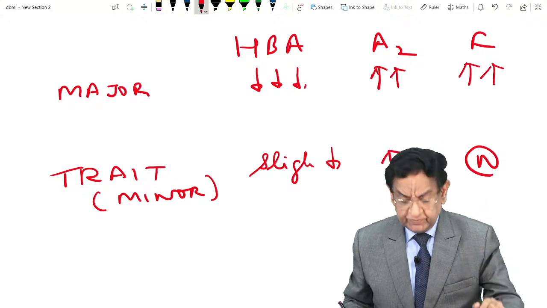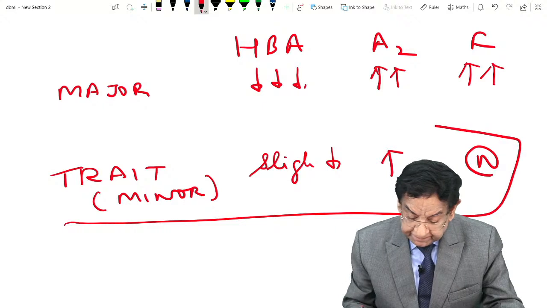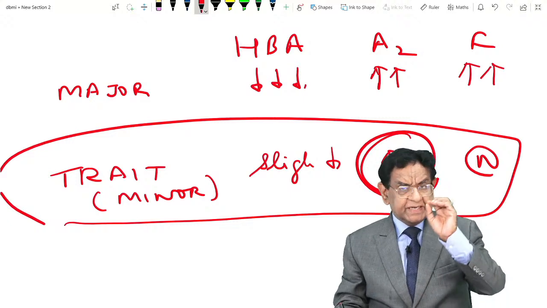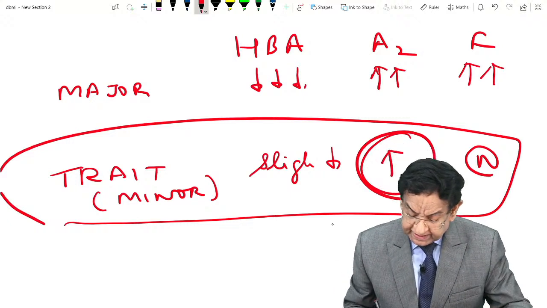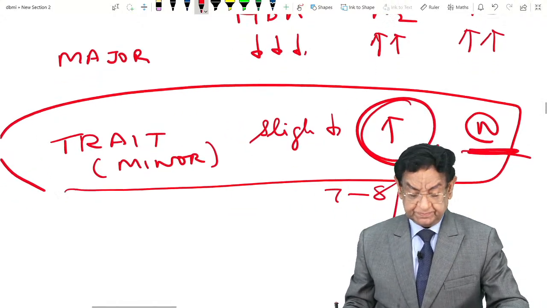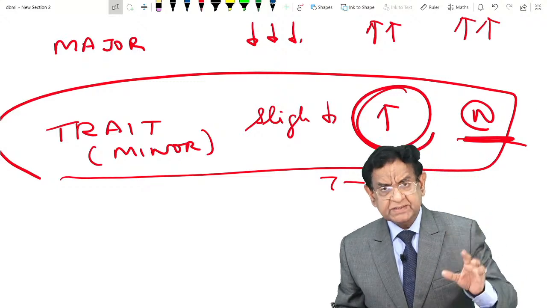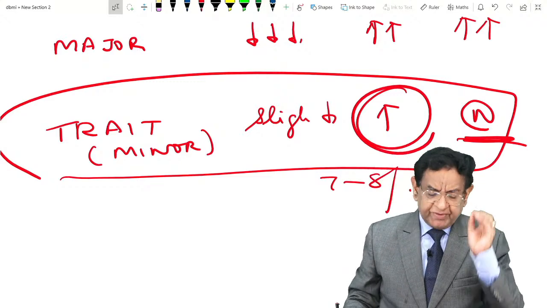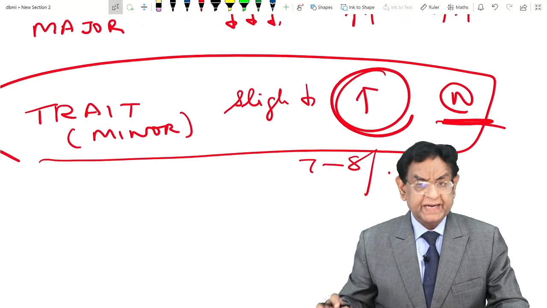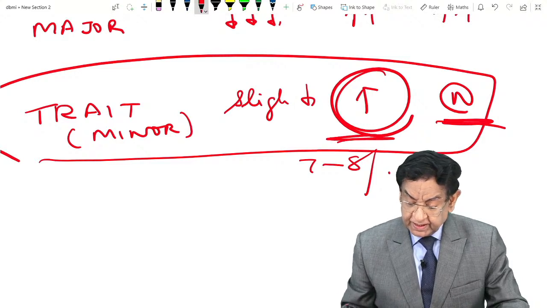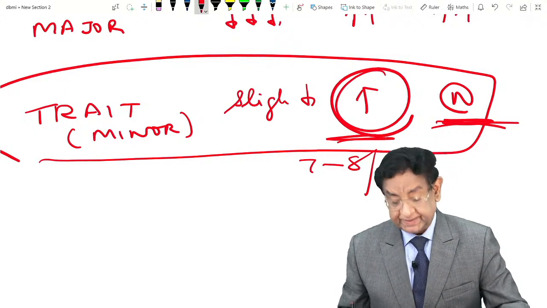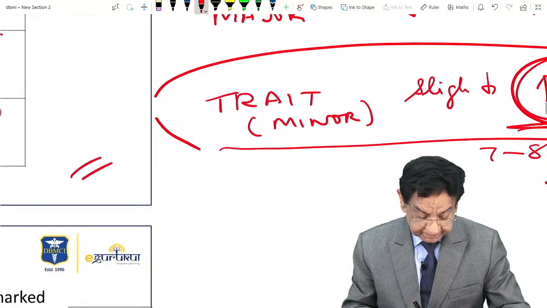So what I want to convey is that in minor, only HbA2 is increased, but this increase is not very high. It is in the range of 7 to 8%. HbF is normal. This is the classical feature, and in the exam invariably they will talk about trait or minor only. So if you are getting increased A2 with normal HbF, you are dealing with a trait, or so-called minor.